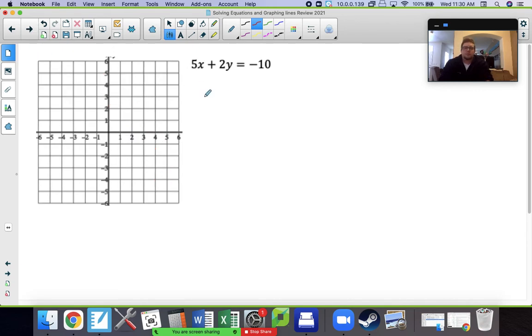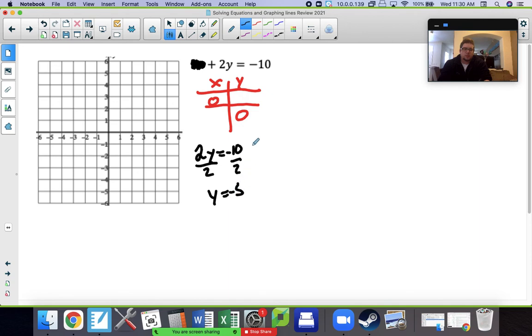Standard form. We have our table. We're going to plug 0 in for x, 0 in for y. So when we plug 0 in for x, it's 5 times 0, and this disappears. We're going to solve the resulting equation. So we're going to divide both sides by 2. So when x is 0, y is -5. That's +5. Plug 0 in for y.